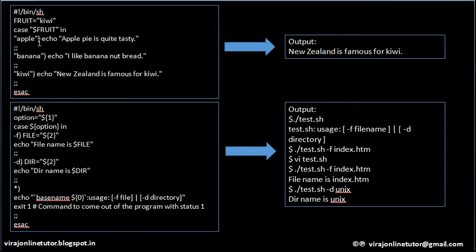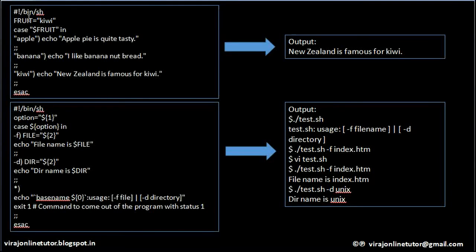And after evaluating a block in a particular option, please type double semicolons. After the block in option, double semicolons. So double semicolons will make sure that if any one option is true, it will evaluate its block and it will break out from the block.